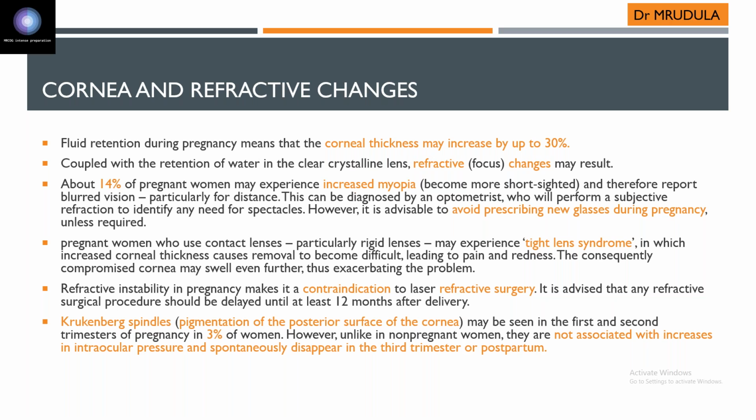Then another condition known as Krukenberg spindles. Krukenberg spindle is pigmentation of the posterior surface of the cornea. It can be seen in the first and second trimester of pregnancy in 3% of women, but in pregnancy it is not associated with an increase in intraocular pressure, and it spontaneously disappears in the third trimester or postpartum. When Krukenberg spindles occur in non-pregnant women, they are associated with increased intraocular pressure. But when they occur in pregnancy, they are not associated with increased intraocular pressure, IOP.